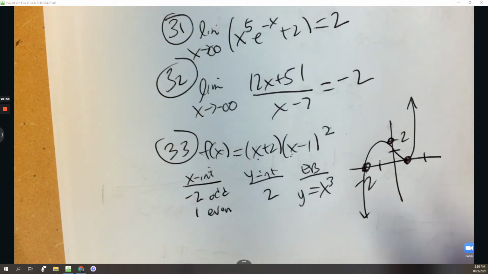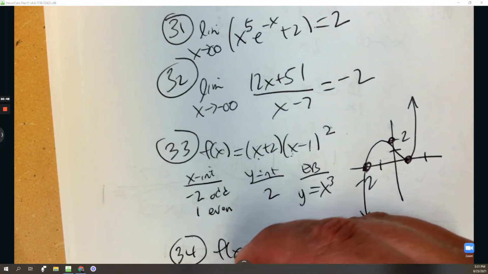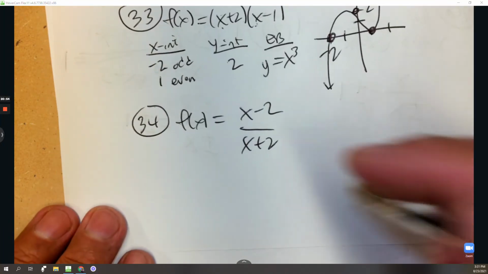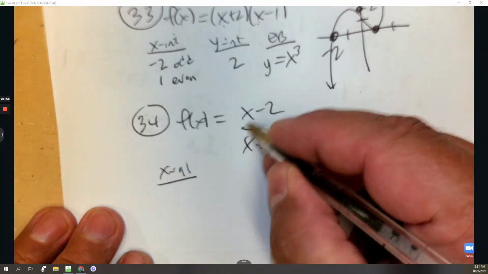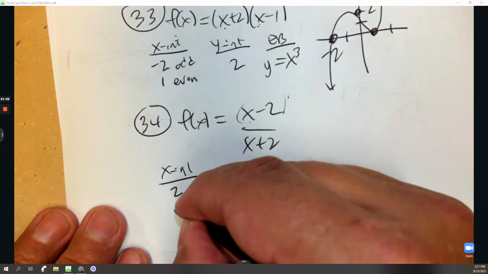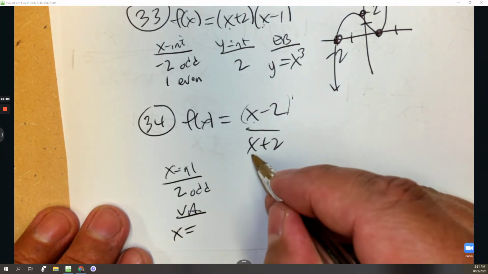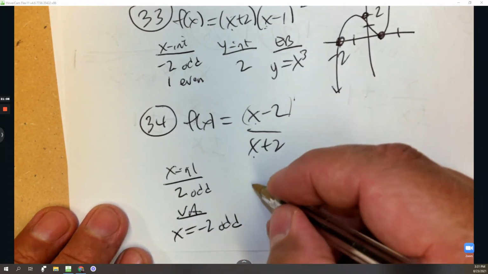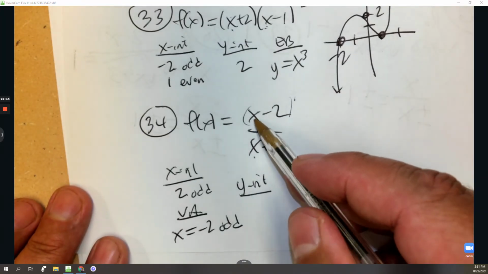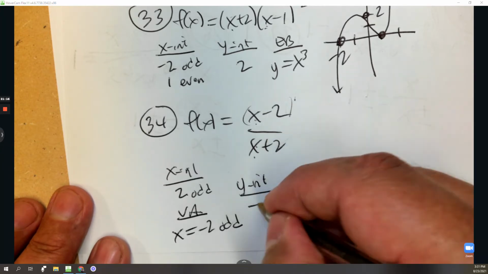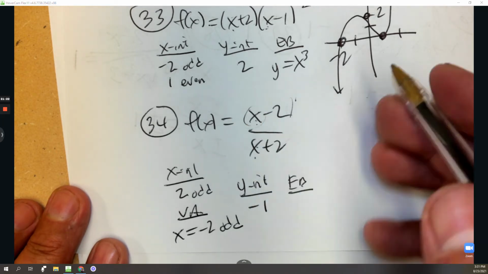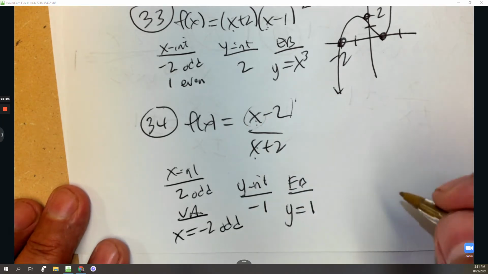Number 34. Let's see if we can practice this. The numerator, there's nothing that simplifies, there's no hole. The numerator gives me +2 with an odd exponent. The denominator gives me the vertical asymptote, which is -2, and again with an odd exponent. The y-intercept: put in 0 for x, -2 divided by 2. And then the end behavior, which is really the horizontal asymptote, power over power, and you get x divided by x, which is 1.